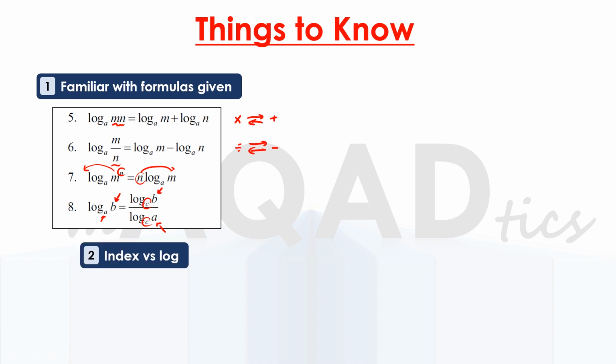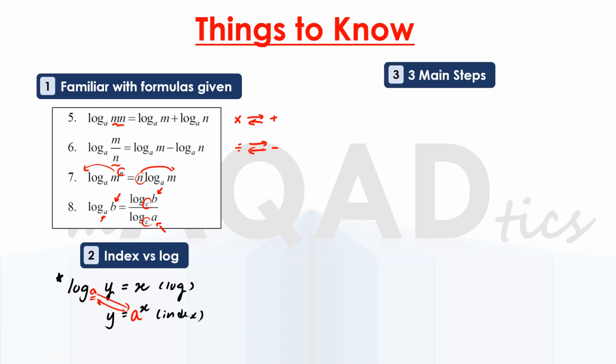For the second tip, I could share how we change from index form to log or log to index. If you want to change from log to index, what we need to do is just move this a, which is the log's base, to the other side. So a will be on the right side and the x will become the power. If you want to go the other way around, I want to push the a back to the base for log. But the main tip I would like to share is the 3 main steps to solve any kind of logarithm questions.